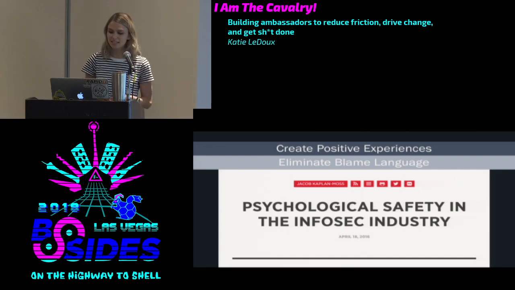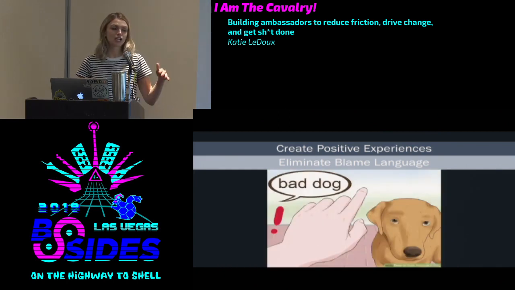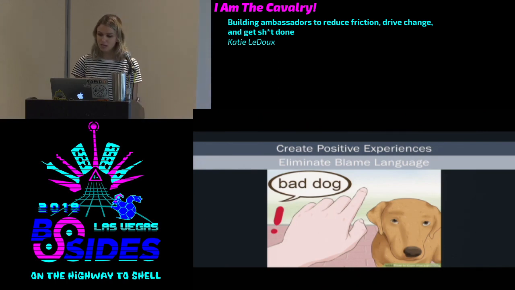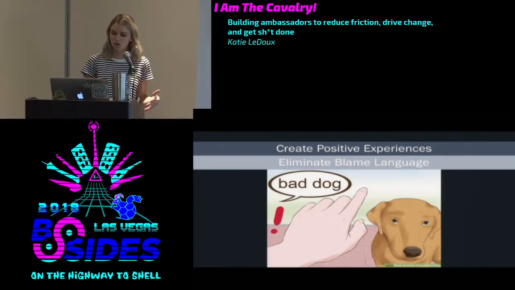I first came across this topic in a blog post by Jacob Kaplan-Moss, in which he explored the blameful culture of InfoSec that focuses on individual failures instead of systemic ones. So if we look at a specific incident, let's say a user clicks a phishing link, for example, that they're not supposed to. A blame-focused security team would call that a bad apple. Like, they just aren't doing a good job. It's something about them that is causing the issue.